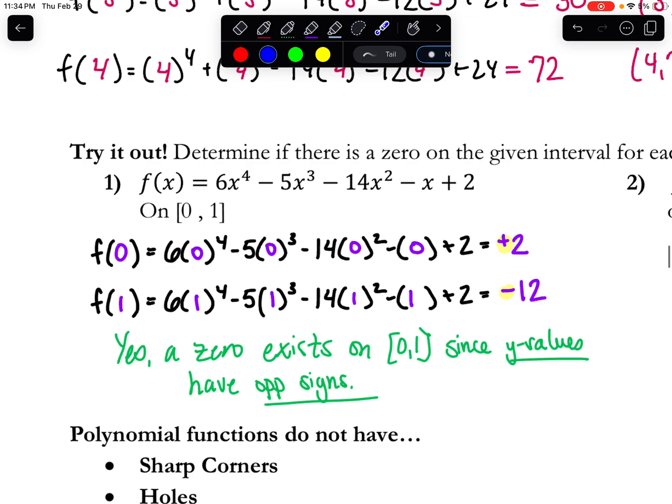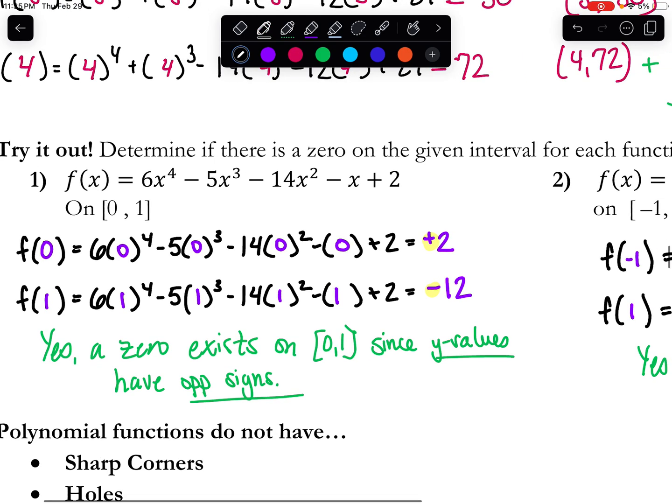There's two examples here. Again, you can take a screenshot. I'm just giving you different polynomials, different intervals. You just need to know that you're going to plug in the x value into the function to get the corresponding y for both of these x values. Again, these are both x values, so we're going to do f of 0 and f of 1, plugging them in. When x is 0, y is 2. When x is 1, y is negative 12, and we see that they have opposite signs.